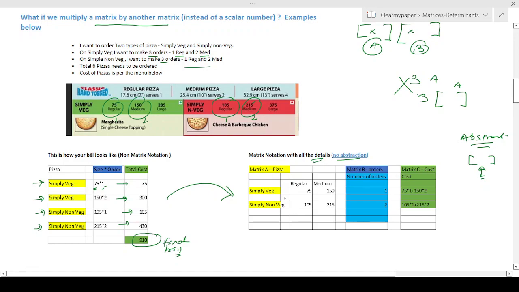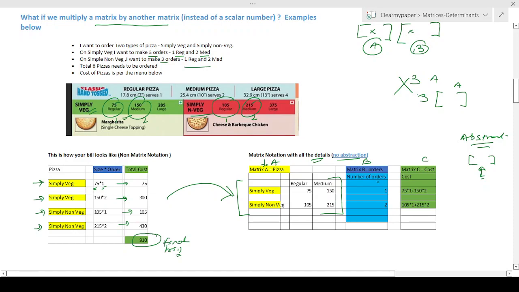So what I've done is this whole bill I'm going to split into 3 parts, right? So let's say I'm going to split into 3 matrices: matrix A, matrix B, and matrix C. So matrix A is this portion over here, right? So this tells me what is the veg and non-veg, what are the cost of regular and medium. It's just the cost over here. I'm just abstracting this and this over here in matrix A, all about the pizza details. So let's say matrix A is all about the pizza.